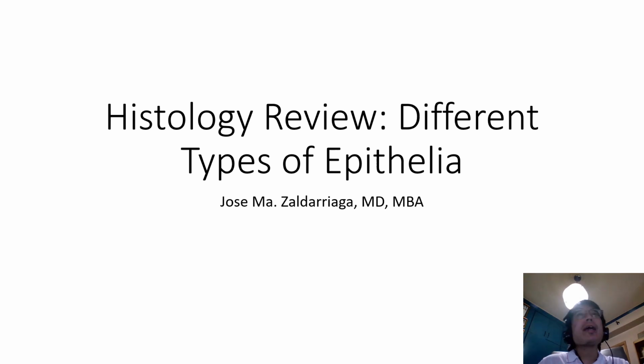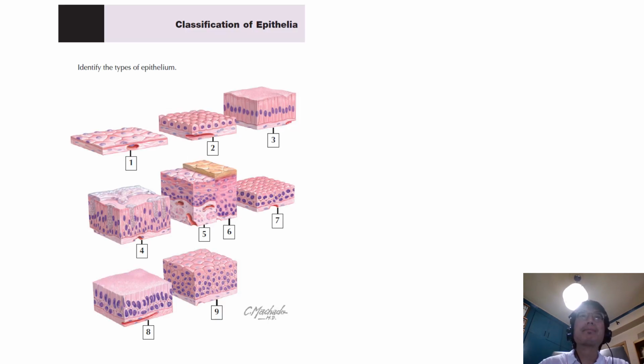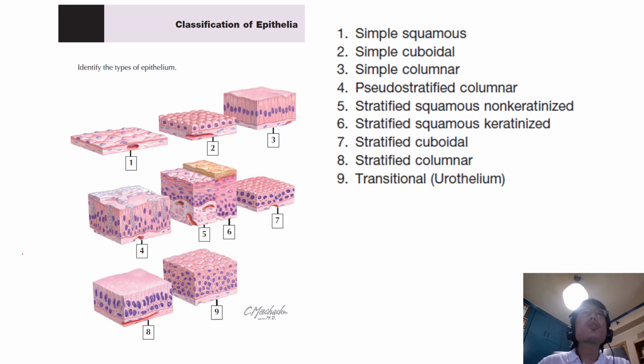This is a quick histology review on the different types of epithelia. Our references for today are Junqueira's textbook on histology and Netter's Atlas of Histology. We will proceed with a quick quiz as follows. Can you name with me the different types of epithelia? We will be discussing each one of these in depth later on.